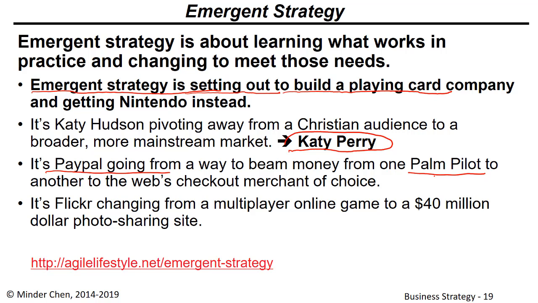Flickr was initially actually a multiplayer online gaming software or website, but eventually it pivoted to a $40 million photo sharing site. So you can read some of the discussions and examples of emergent strategy at this online resource.